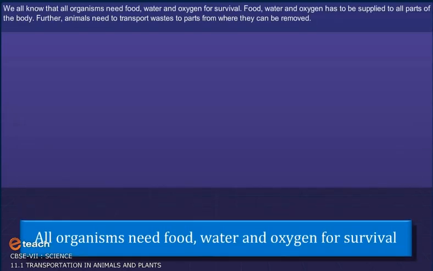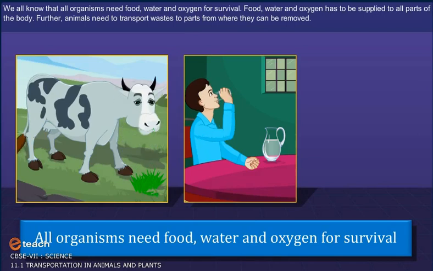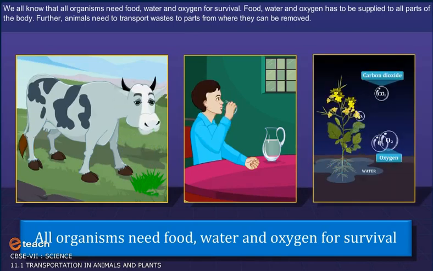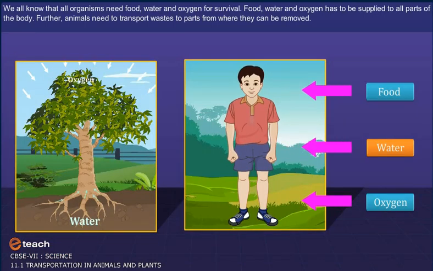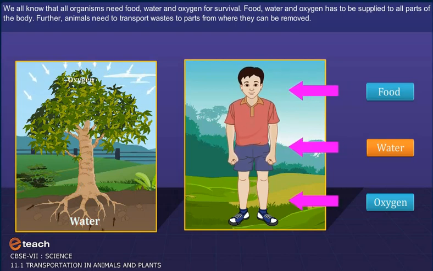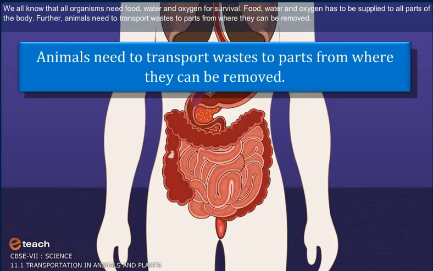We all know that all organisms need food, water, and oxygen for survival. Food, water, and oxygen have to be supplied to all parts of the body. Further, animals need to transport wastes to parts from where they can be removed.